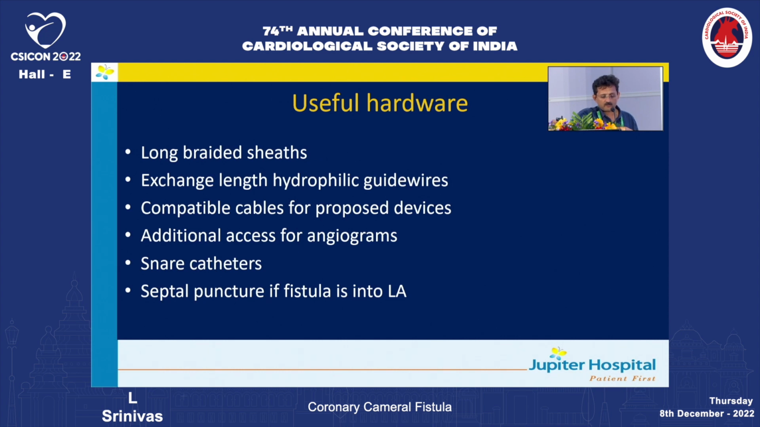Have additional access for angiograms. For example, if you're doing a fistula from the aorta, always have a plan to have one more access for demonstration of the location of the device. Many times we may not be able to do an angiogram through the sheaths. Snare catheters have to be kept handy.